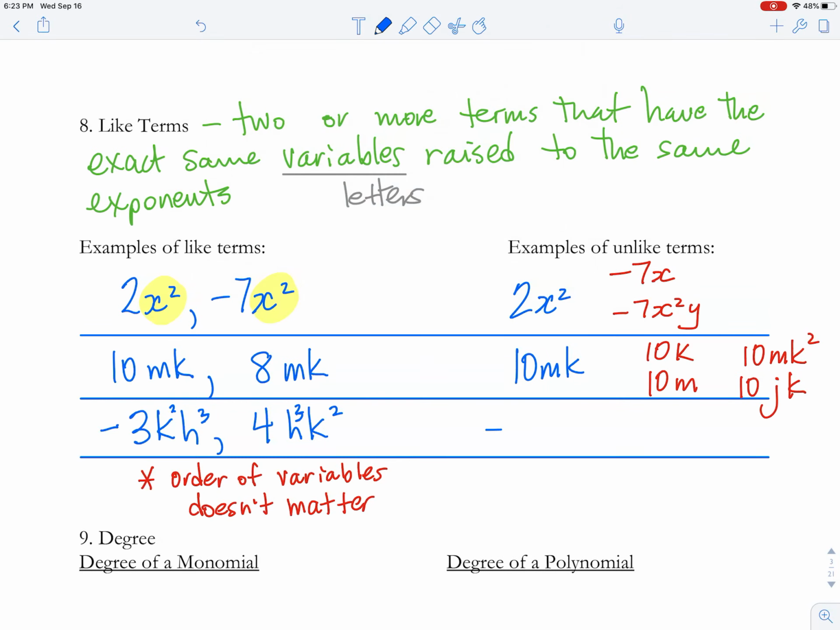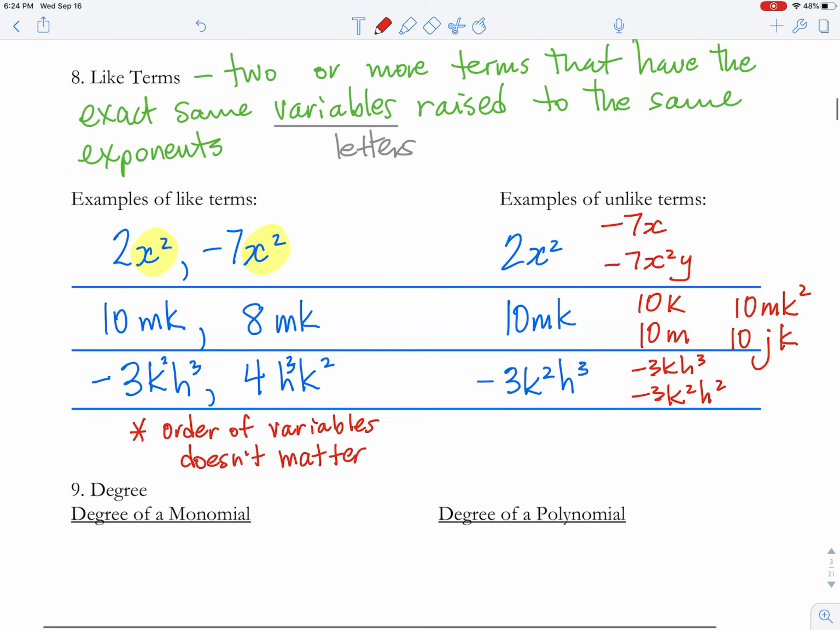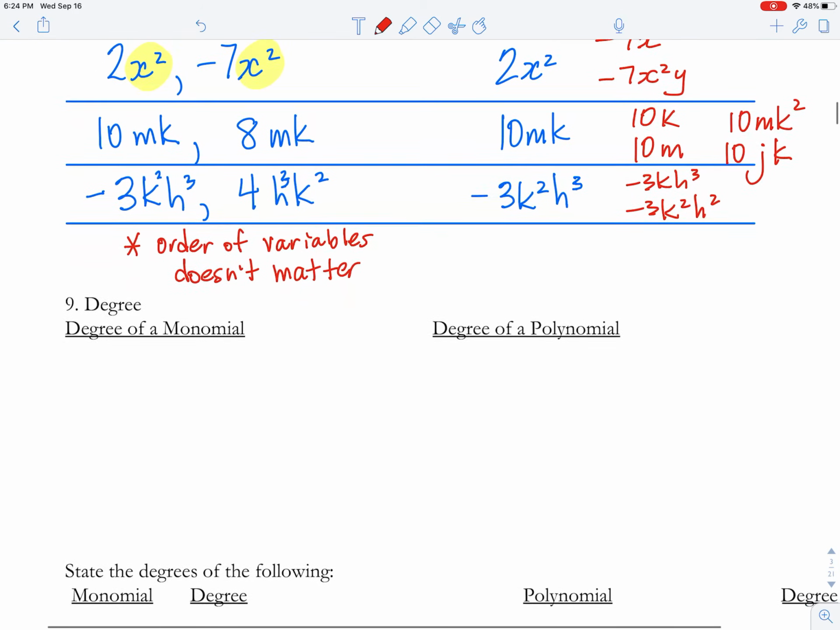So if I had minus 3k squared h cubed, some examples that are unlike terms, if I had minus 3k h cubed or minus 3k squared h squared, anytime where you don't have the exact same letters with the exact same exponents, order doesn't matter. It's the exponents and the actual letters that matters. Okay, so that's it for reviewing stuff.